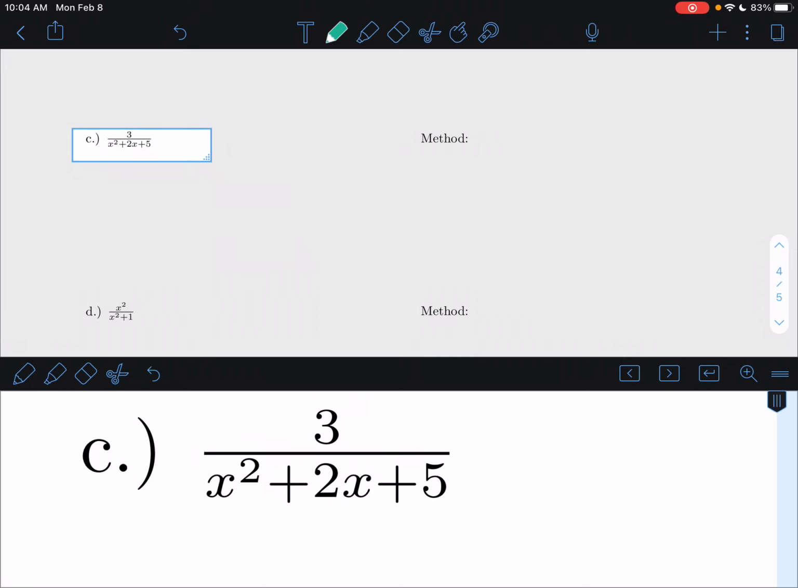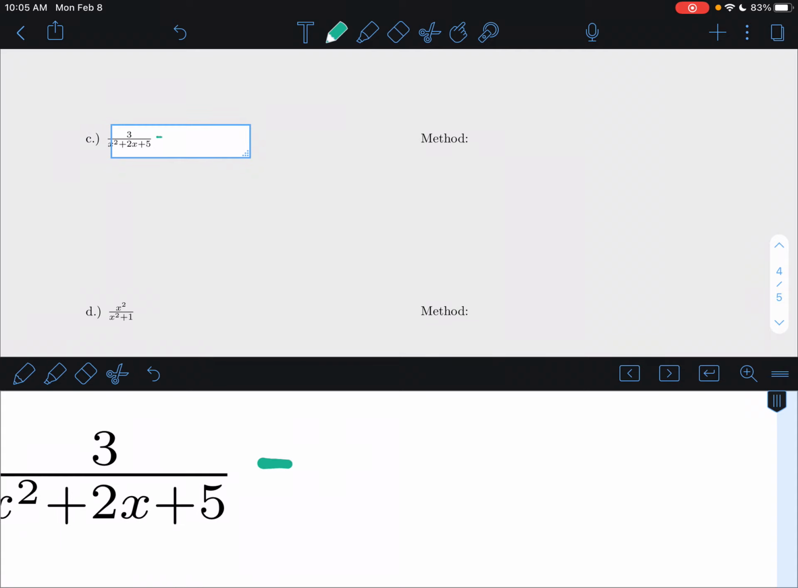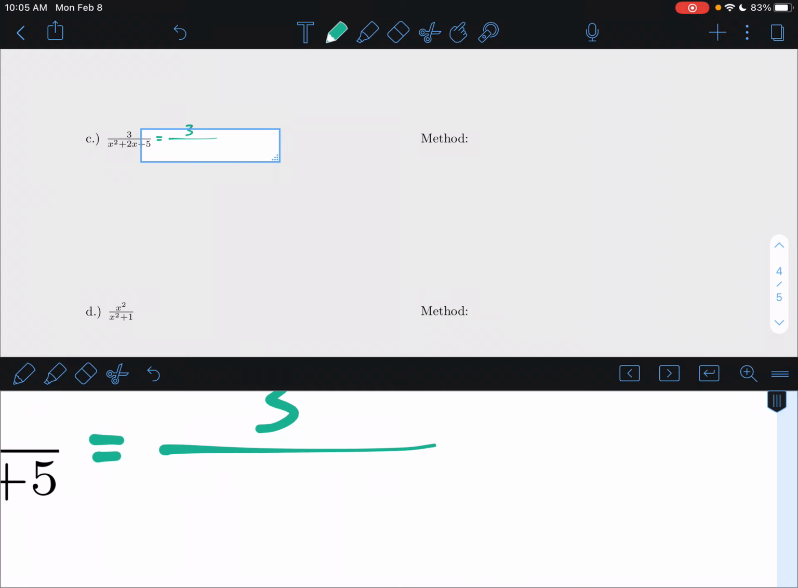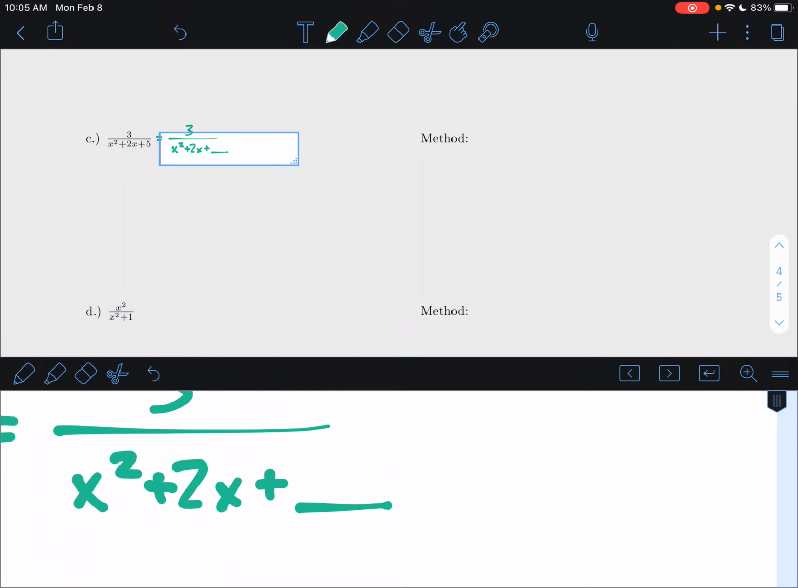Now this third one, this one is a bit devious. And I would certainly not have thought of this. It took me a while to get this one. But what we want to do with this one is actually complete the square. So I'm just going to rewrite this as 3 over x squared plus 2x plus blank, because there's something else we're going to be throwing in there, plus that 5.